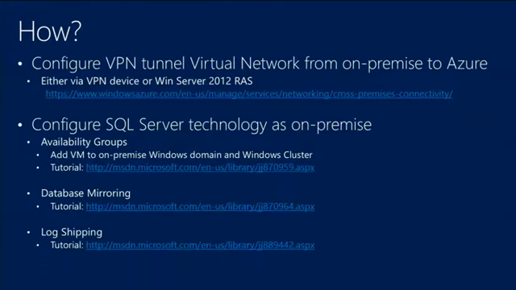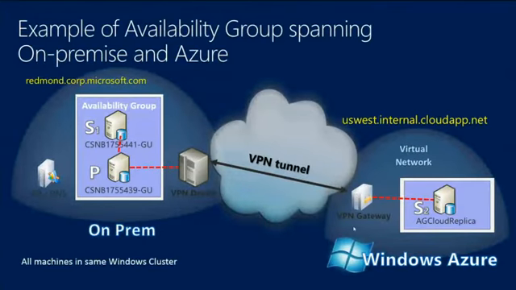As Corey mentioned, you need to configure basically a VPN, a virtual network between on-premise and the cloud. This can be either through a physical device or Windows Server RAS. And after that, you go and configure these technologies in the same way as you do it on-premise. So we have tutorials for all of this. I won't go through the steps at this point, but it's the same thing as you do it on-premise. So let me show you a demo.